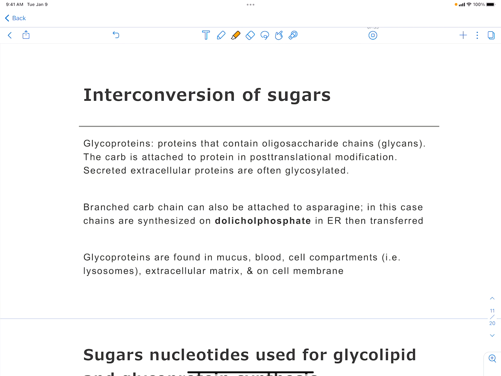And these are going to be transferred by dolichol phosphate, and we'll talk about that in a future lecture. It's important for having glycoproteins. Glycoproteins are going to be important for interactions, cell to cell, cell to extracellular matrix. They're going to be on the cell membrane. By having the sugars added, it forms receptors, specificity for certain hormones, for example, or signaling.